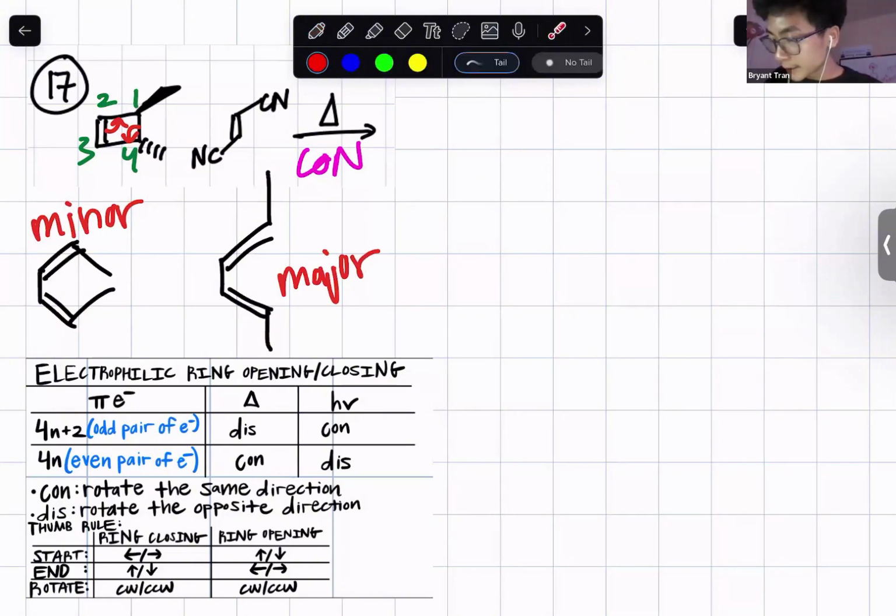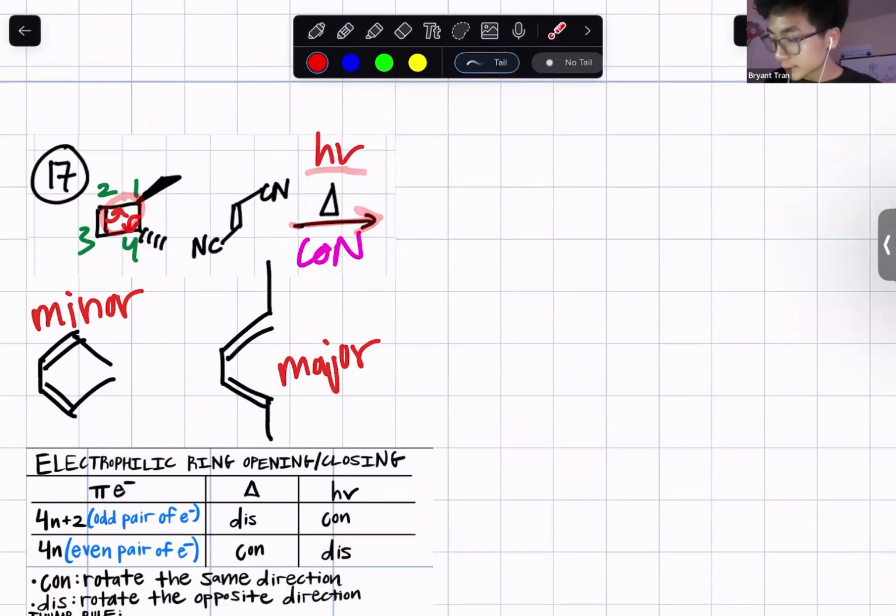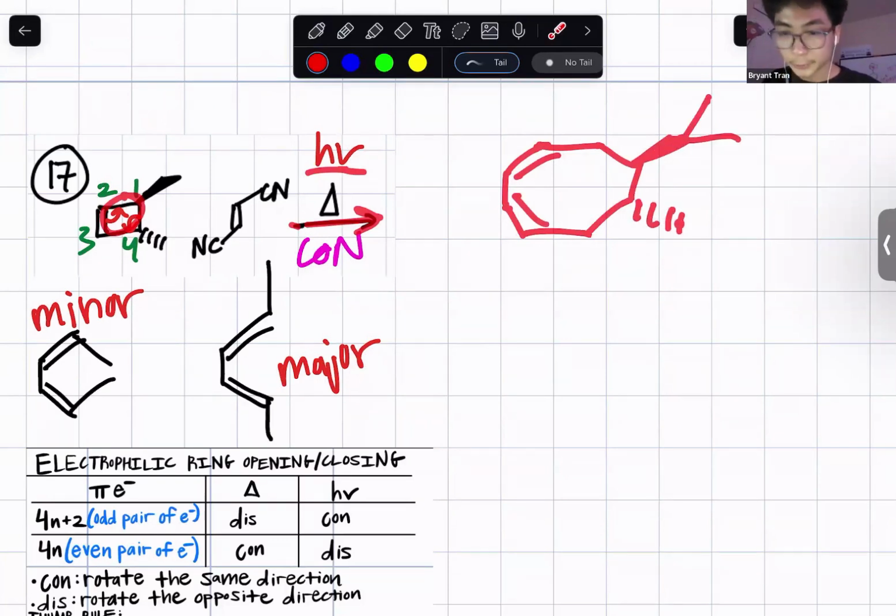Yes, the 4-membered ring here opens up with light, right? Whereas the other membered rings, like let's say you have this membered ring right here, opens up with light or heat. It can open up in light or heat. Right.